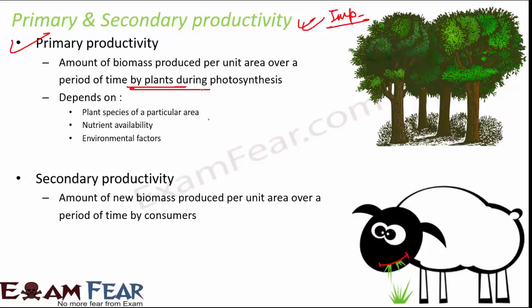So plants, which are the producers, produce this much biomass per unit area. That is called primary productivity, and it depends on the plant species of a particular area, nutrient availability, and environmental factors. So these are the factors on which it depends. Similarly, secondary productivity is the amount of biomass produced per unit area over a period of time by consumers. So primary productivity is produced by the producers, secondary productivity is produced by the consumers. So that's the difference between primary and secondary productivity.